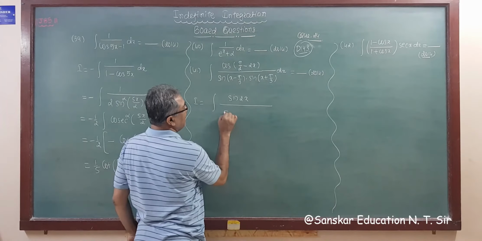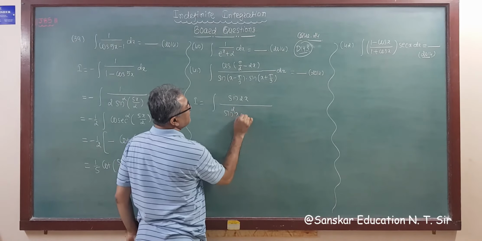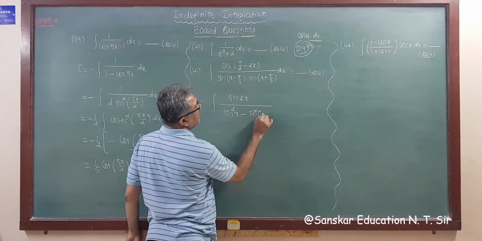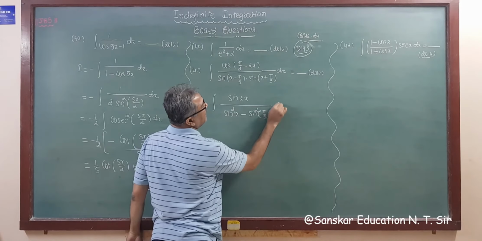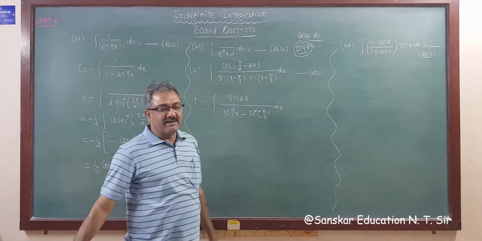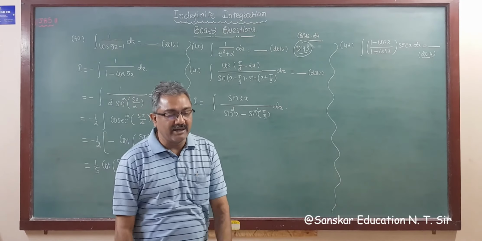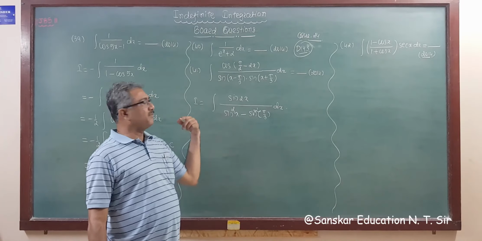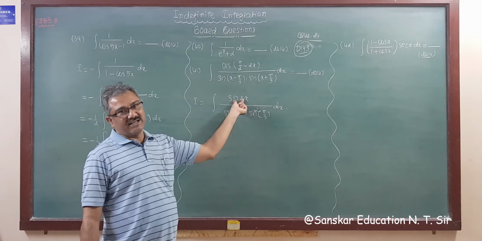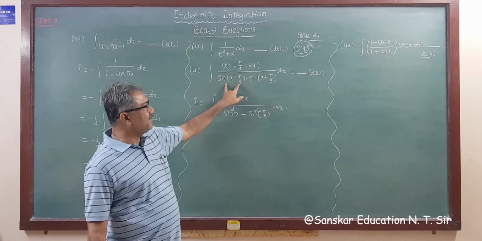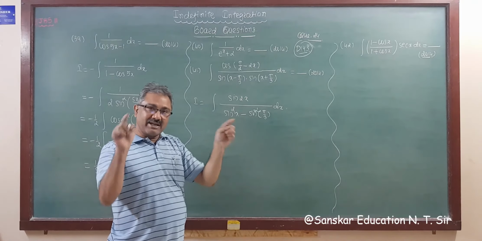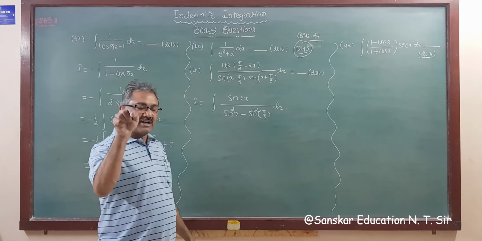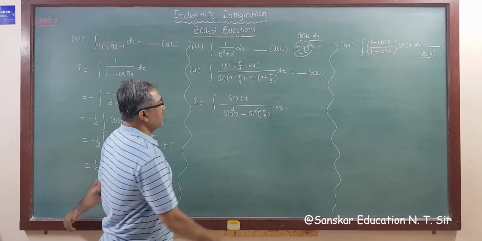So sin square a, that is sin square x minus sin square b, is pi by 3 dx, and the derivative of the denominator is in the numerator. Derivative of the denominator is in the numerator because the derivative of sin square x is sin 2x, that you know. This is sin(a plus b) sin(a minus b), which is sin square a minus sin square b. Check in your formula list, right?